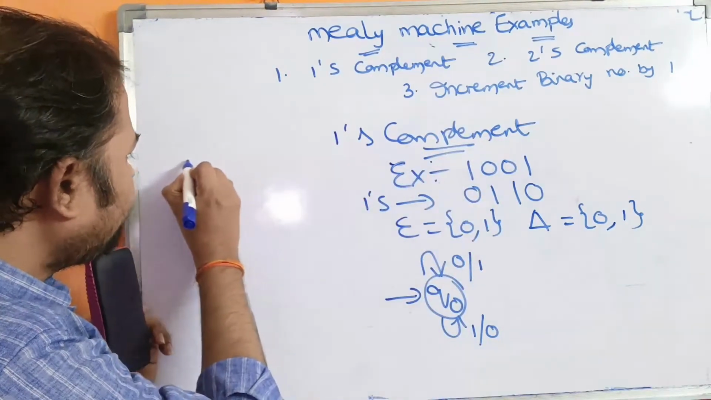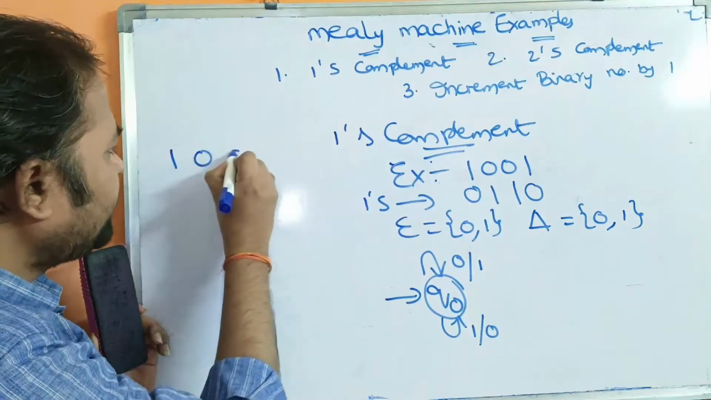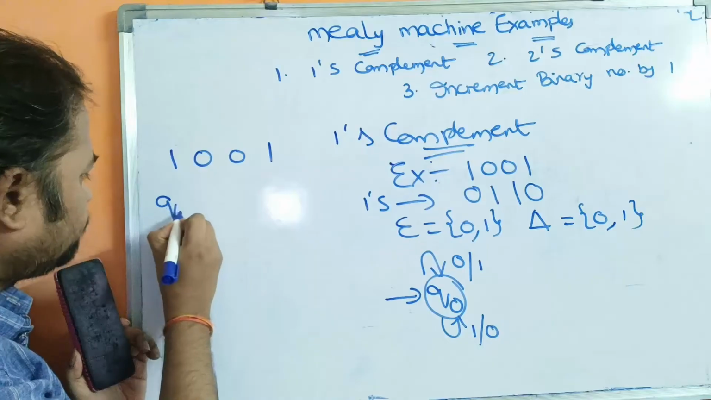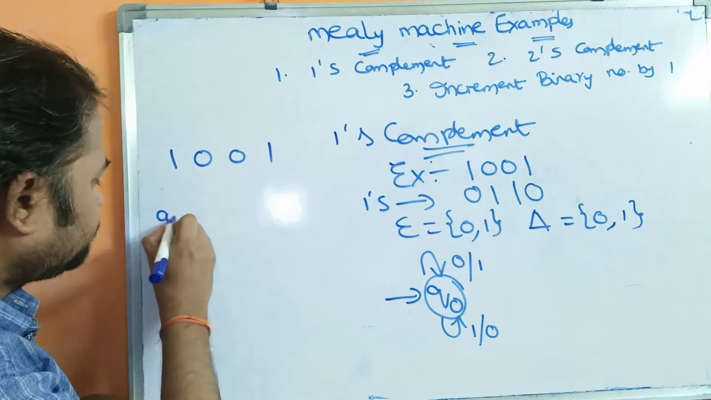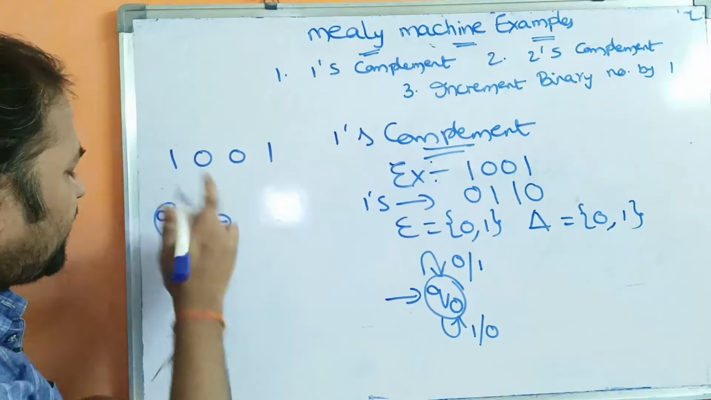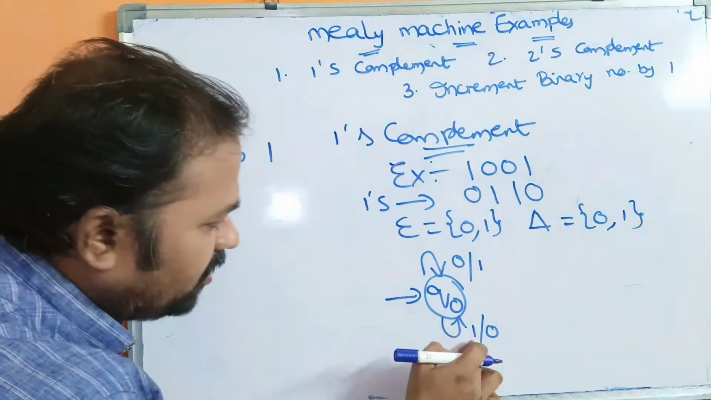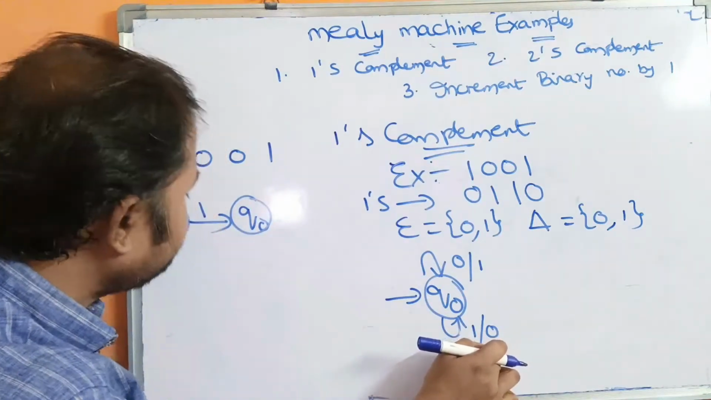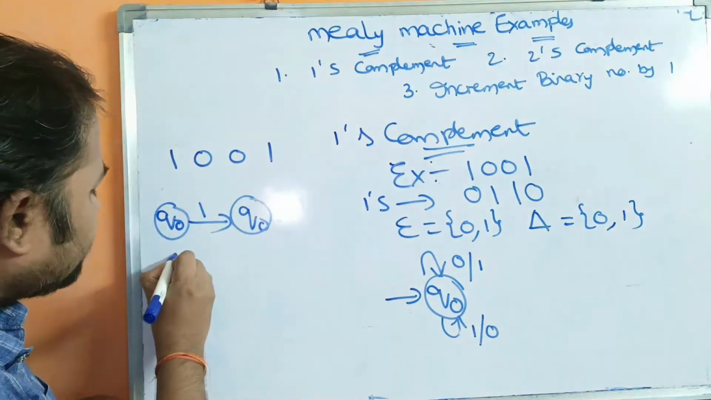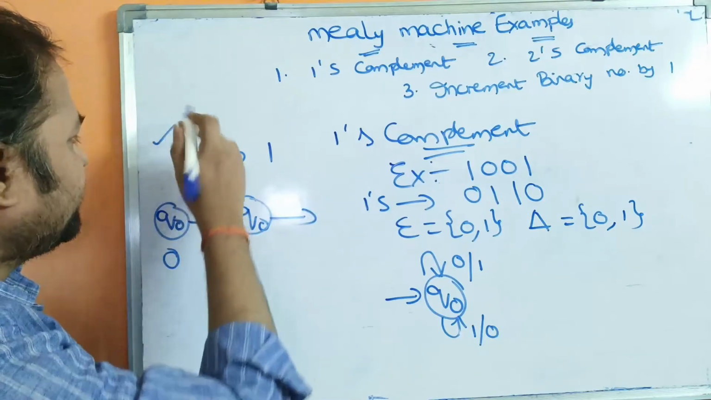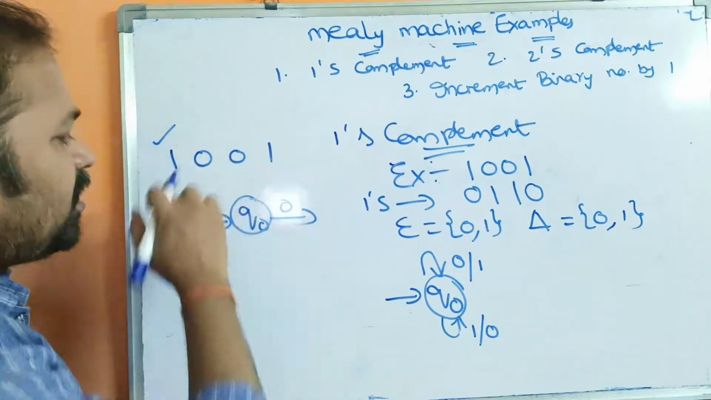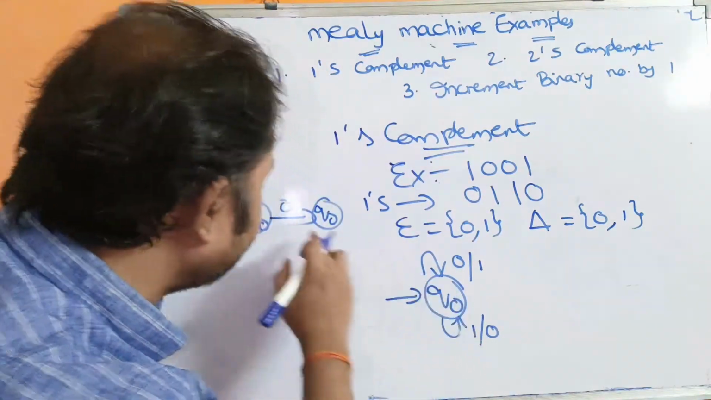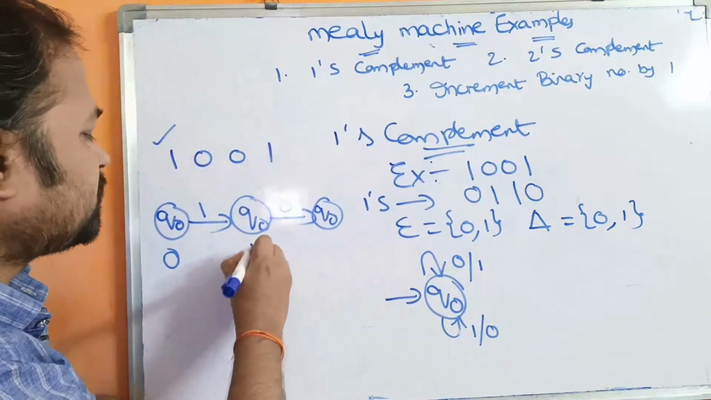So here what is the input here? 1001 is the input here. So let us take the state here, Q0. So what is the symbol here? 1. So Q0 on 1 produces Q0 only. But 1 means what is the output? 0 is the output. Next we have to apply 0. Q0 on 0 means Q0 only. But it produces 0 means what? What is the output? 1. So 1 is the output.